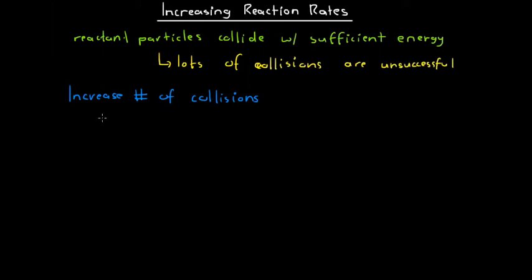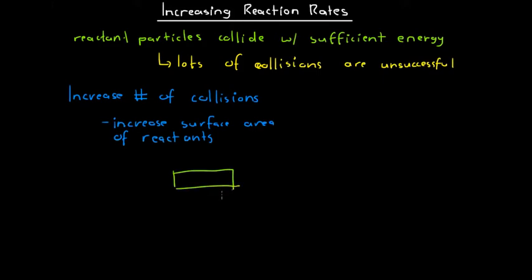Now there are a few ways that we can do this. To do this, we can firstly increase the surface area of our reactants. So if we think about it, maybe we're reacting something with a liquid chemical. So maybe we're reacting a big solid chunk of metal with some sort of liquid. We're about to drop our big chunk of metal into this liquid here. Now slowly we know that this metal is going to dissolve into this liquid as the reaction occurs.